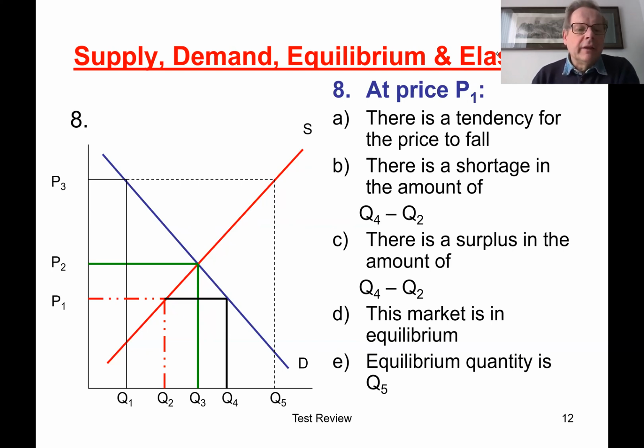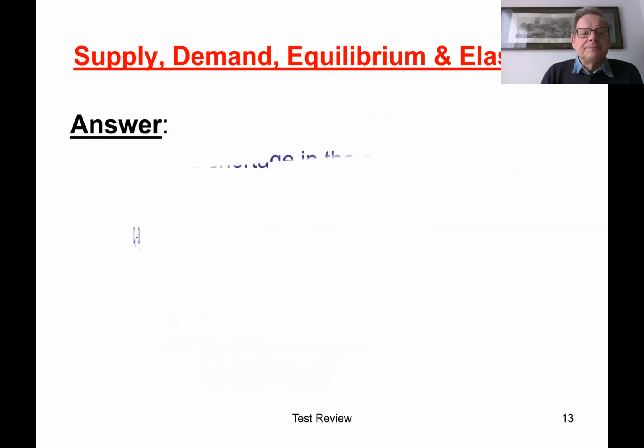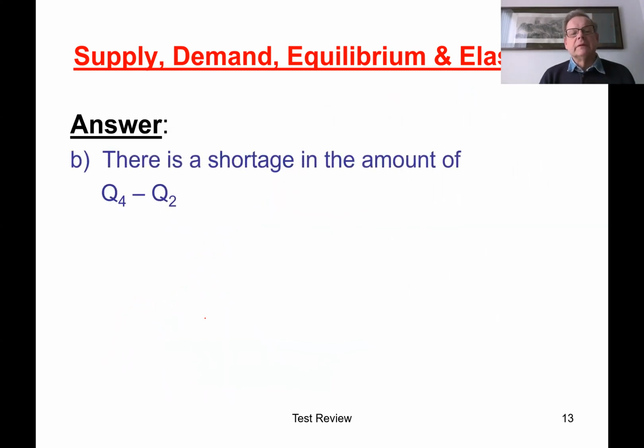Okay, if we take a look at this, we have equilibrium at the price of P2, where quantity supplied is equal to quantity demanded. But we're asking what's happening at price P1. At P1, the quantity supplied is Q2. The quantity demanded at price P1 is Q4. Therefore, there is a shortage of a distance of Q4 minus Q2. And there we go.